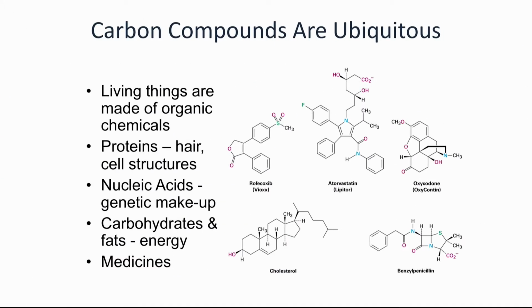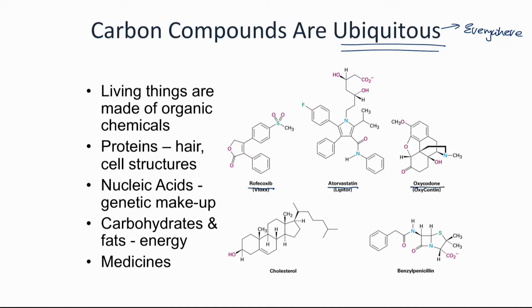Now, carbon compounds are also ubiquitous, meaning that they are everywhere. So what are those compounds? One of them is rofecoxib. This is a compound generally used as a non-steroidal anti-inflammatory drug. The other one is atorvastatin, whose common name is Lipitor. This is a pharmaceutical drug used to reduce the chance of a heart stroke in patients who have a high risk of heart stroke.